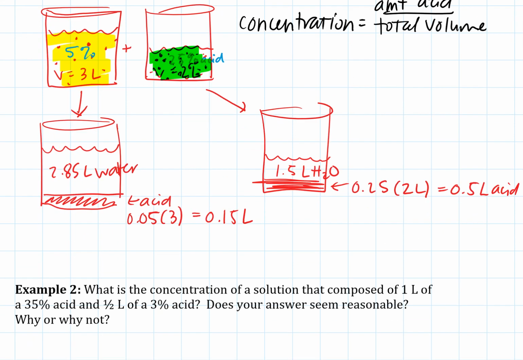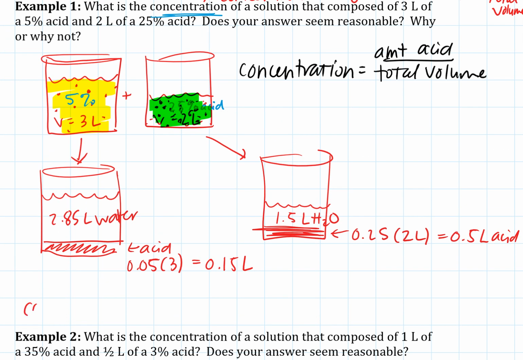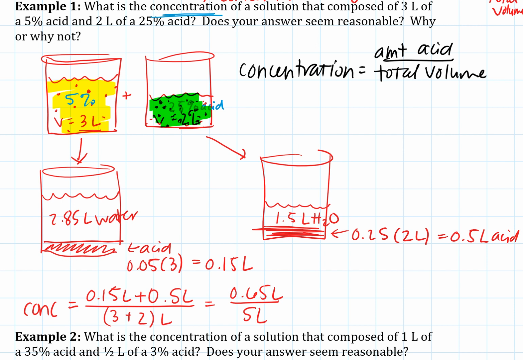Now, when you mix these all together, your new concentration is going to have 0.15 liters of acid from the first jar and another half a liter of acid from the second jar, and a total of, well, you've got 3 liters here and 2 liters here. So you're going to have a total of 5 liters. So that gives you 0.65 liters of acid inside 5 liters of liquid, which gives you a concentration of 0.13 or 13%.